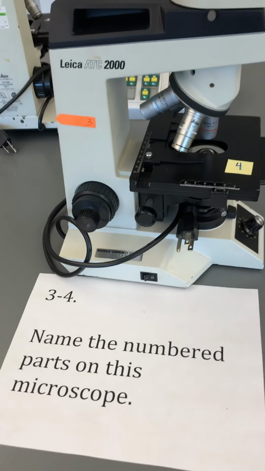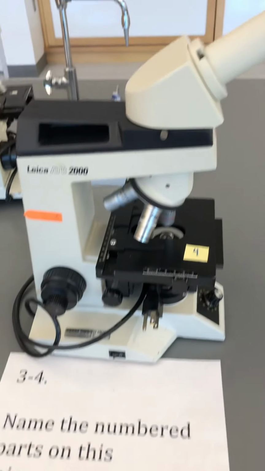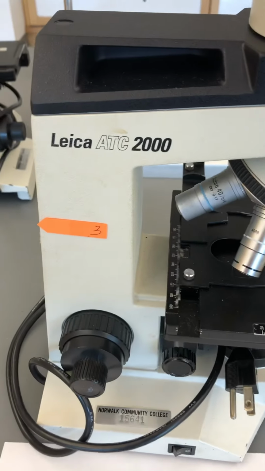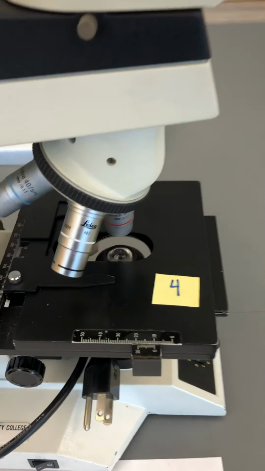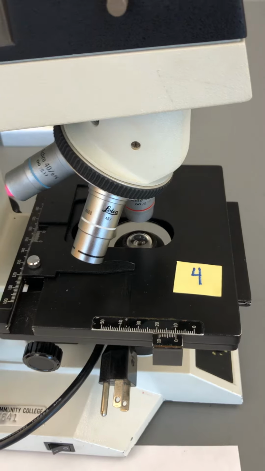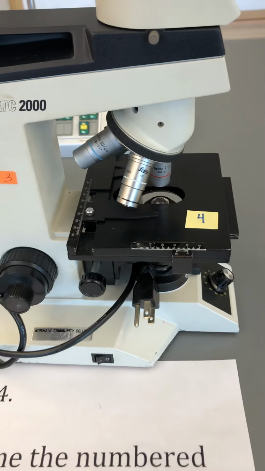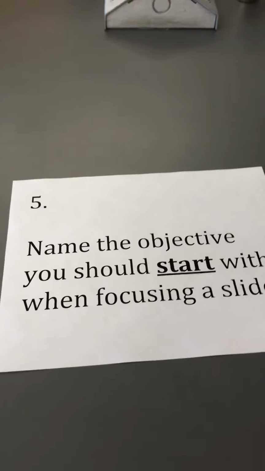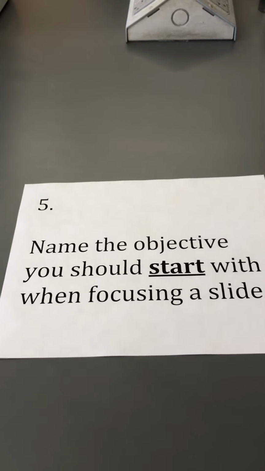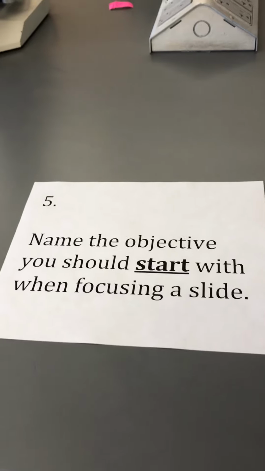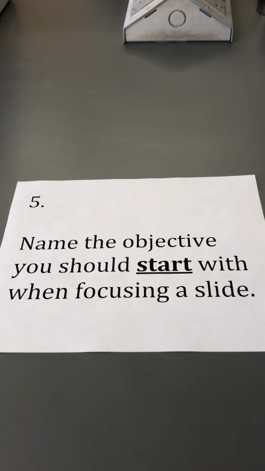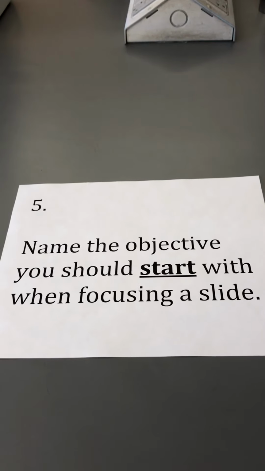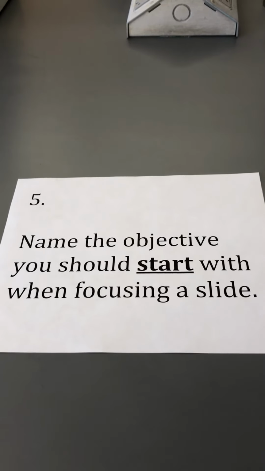Three and 4, again, name the parts on the microscope. Parts that are numbered, 3 is the arm, and 4 is the stage. Number 5, the objective you should start with when focusing a slide is always the 4x objective. This is also called the scanning objective.